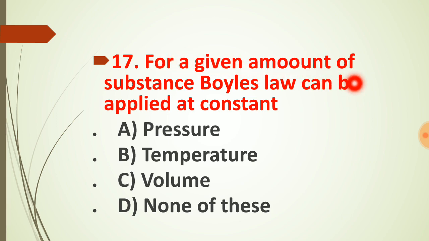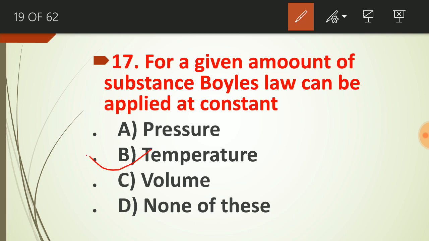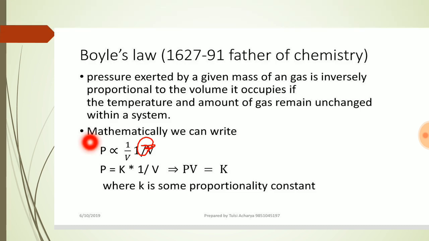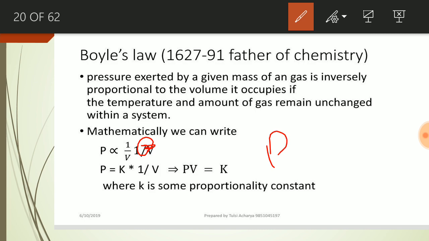For a given amount, this is amount of substance, Boyle's law can be applied at constant. There is one law called Boyle's law. Boyle's law is always applied at constant temperature. Now let us see what is Boyle's law. According to Boyle's law, at constant temperature, pressure is inversely proportional to volume. Necessary condition is when the temperature of the system is constant. Now we can omit this proportionality by writing K, where K is the proportionality constant. Now P and V will be constant. It means that we can write P1 V1 is equal to P2 V2 in Boyle's law.